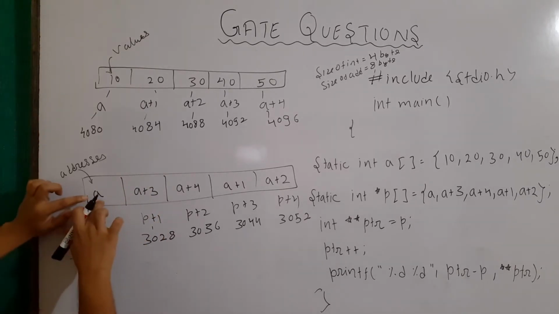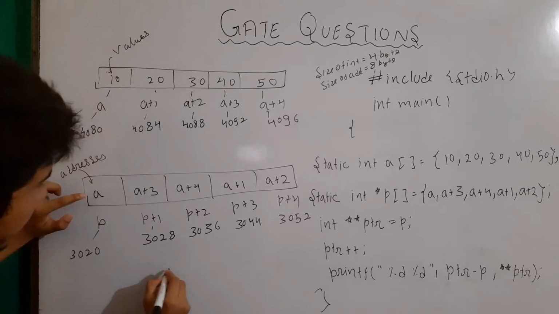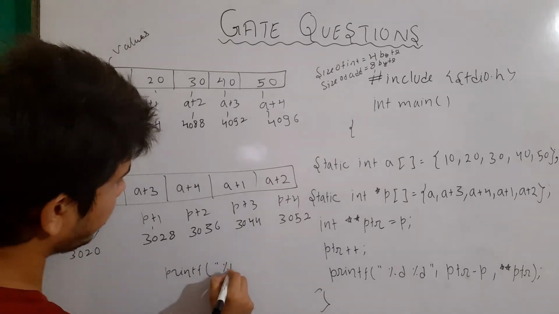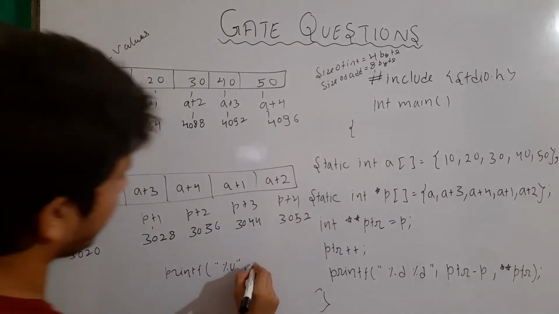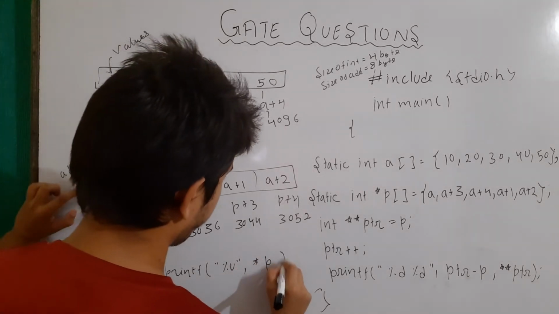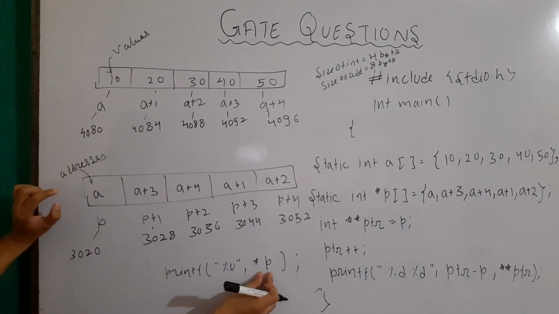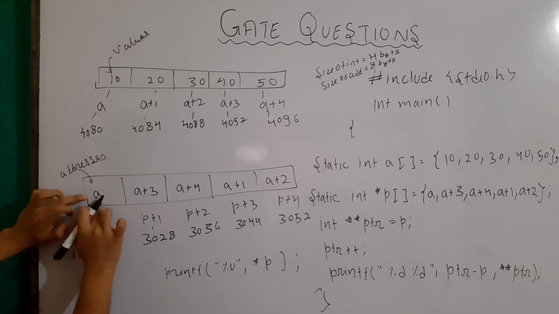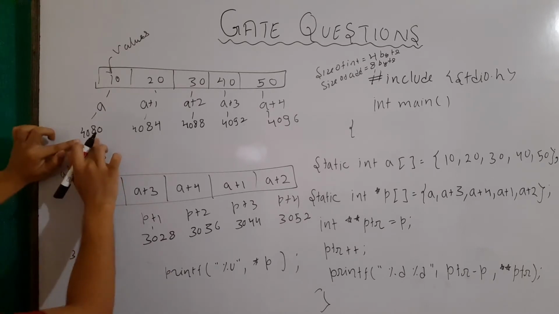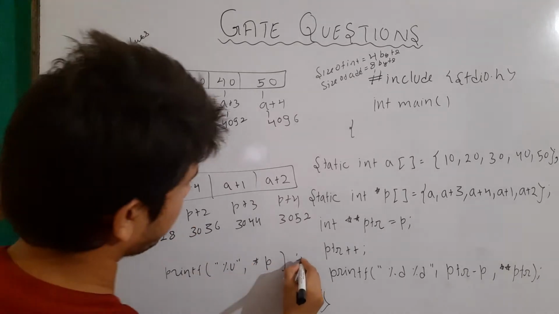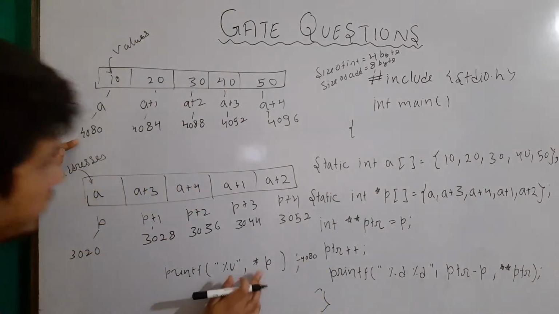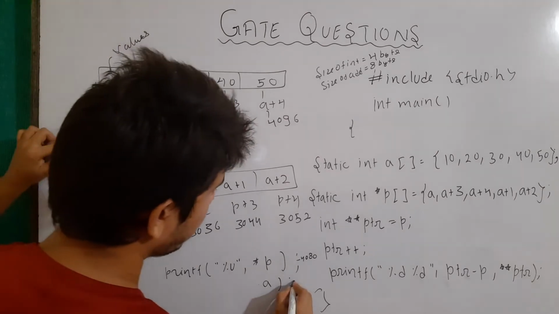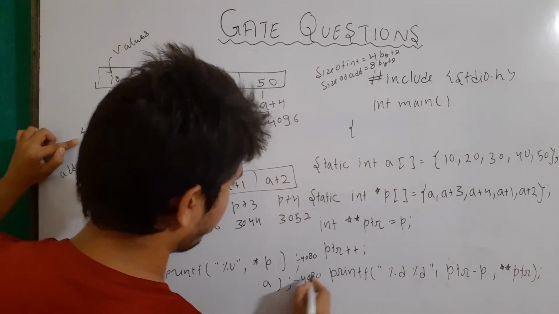Now it is written a here. Basically if I write printf of, let's say, %u, and then I write asterisk of p, it means what is present in this address, which is a. So it will give me the output 4080, right? Now instead of asterisk p, if I simply write a, then it will also give me the output 4080, right?